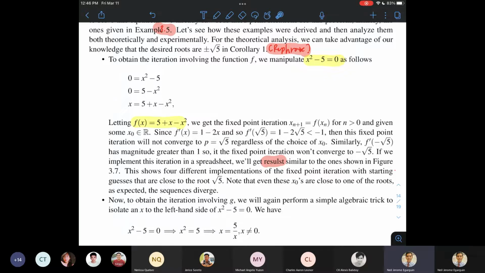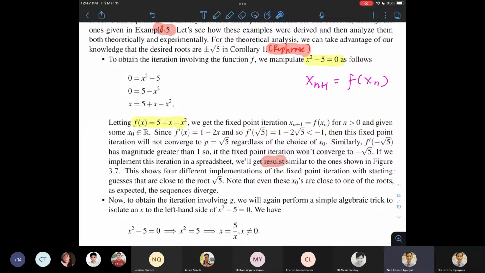Alright? X squared minus 5 equals 0. Ito yung kailangan kong hanapan ng solution. Ito yung root finding problem. Now, if I want to solve this using a fixed point iteration, then I need to define a fixed point iteration of the form this guy. Okay? Paano ako makakahanap ng fixed point iterate? Paano ako makakahanap ng function f?